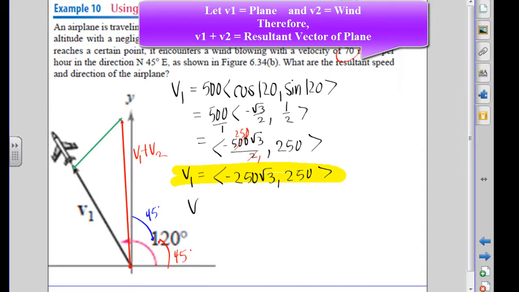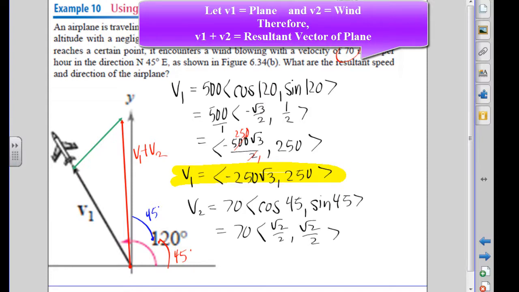Vector 2, the wind, its magnitude is 70, cosine of 45 degrees, sine of 45 degrees. Swap those values out. Well, cosine of 45 degrees is root 2 on 2, and sine of 45 degrees is root 2 on 2. Distribute this 70 in and get 35 root 2 and 35 root 2. So here's vector 2. Let's highlight that too.